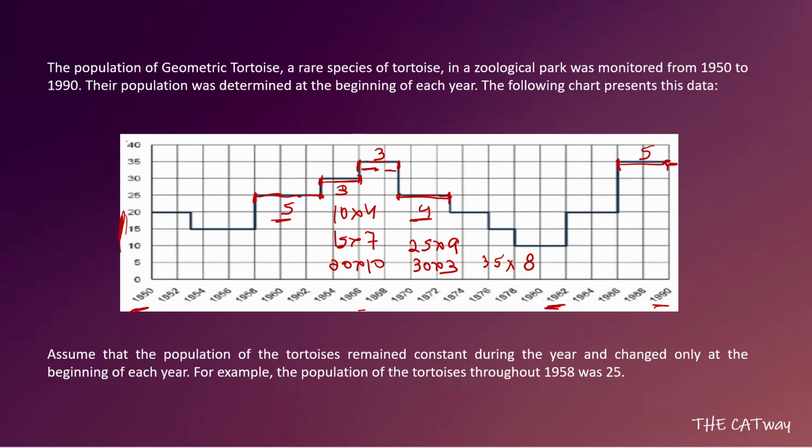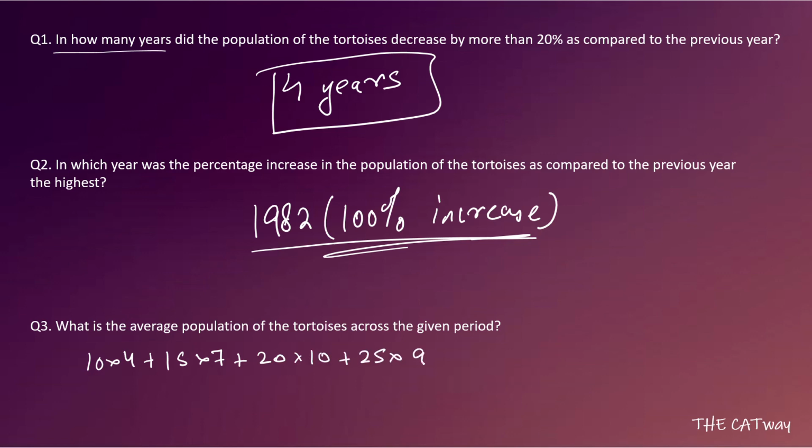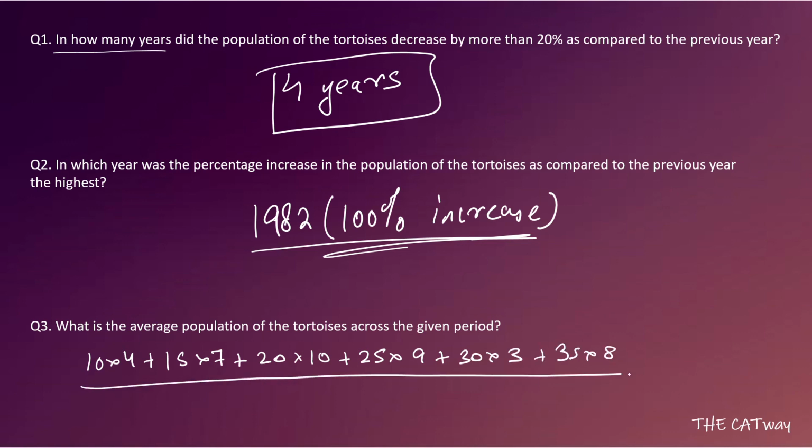Now we can calculate the average easily. So let's do that. We can write it as 10 into 4 plus 15 into 7 plus 20 into 10 plus 25 into 9 plus 30 into 3 plus 35 into 8, and in the denominator we will write the total number of observations. There were 41 observations. So our average will come out to be 22.93.